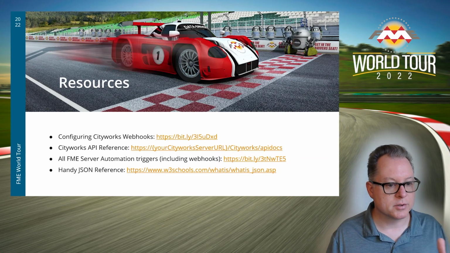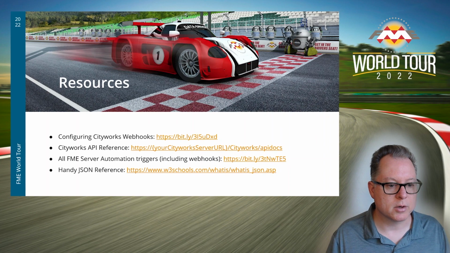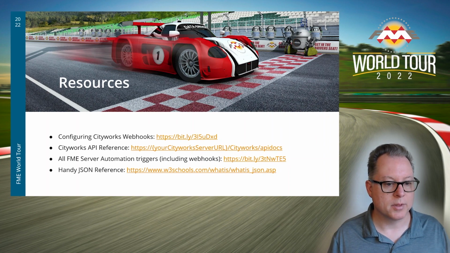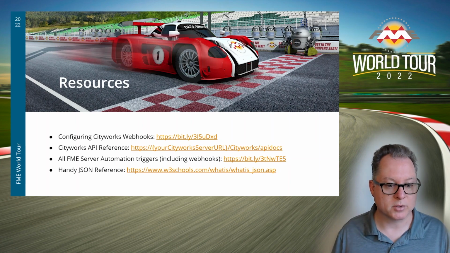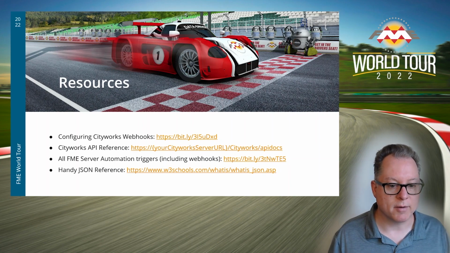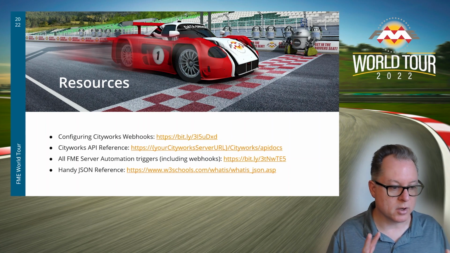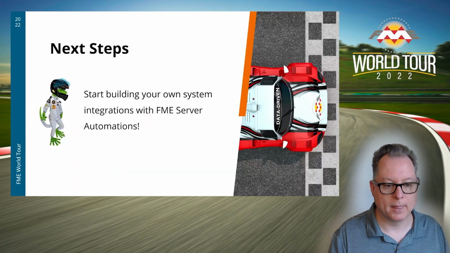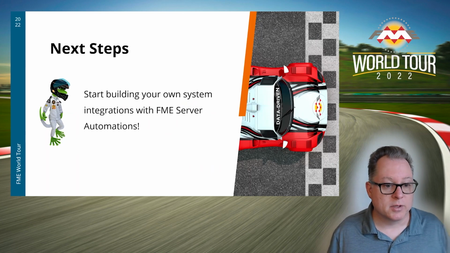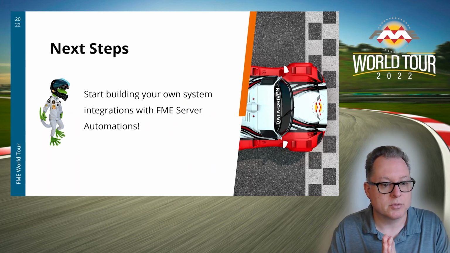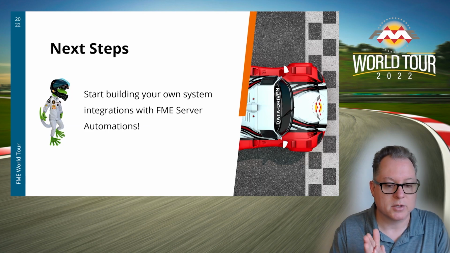As promised, here are some resources that will help you to get started with webhooks in Cityworks, as well as how the automation triggers, all of the triggers, including webhooks, work in FME Server, and that handy JSON reference if you want to see how JSON messages are structured. And the next steps are really up to you now. So go out there and start building your own system integrations with FME Server Automations and make magic happen.